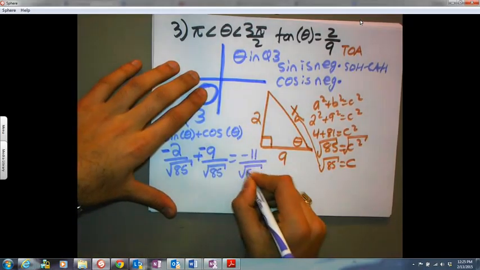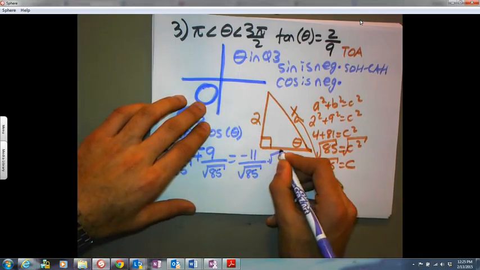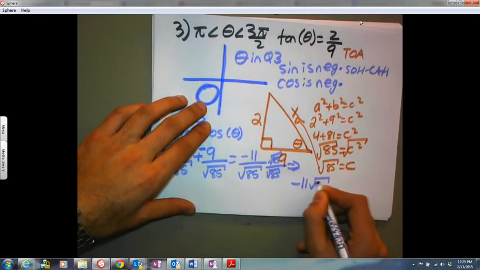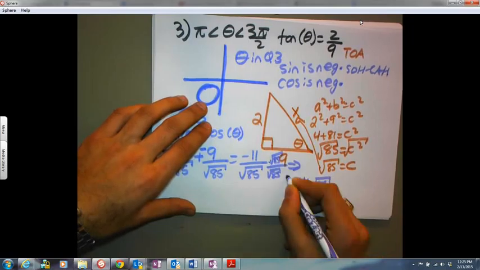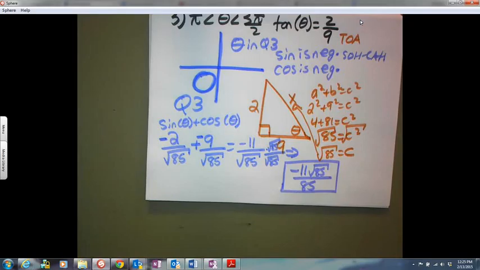But, unfortunately, that's not any of the answer choices. We need to multiply by fancy 1, so root 85 over root 85. And we get negative 11 root 85 all over 85. So there's number 3, answer B. Questions on that? Okay, what else am I doing? Nothing else?